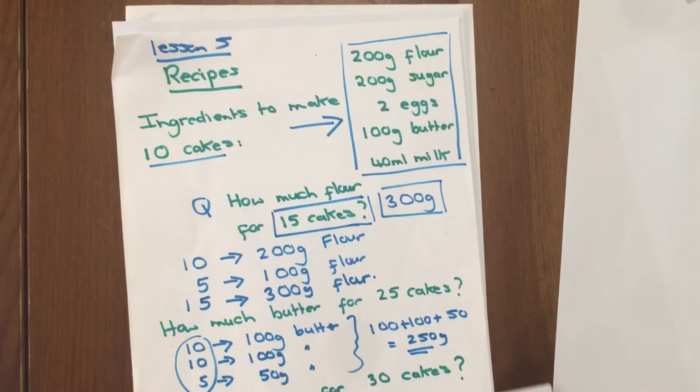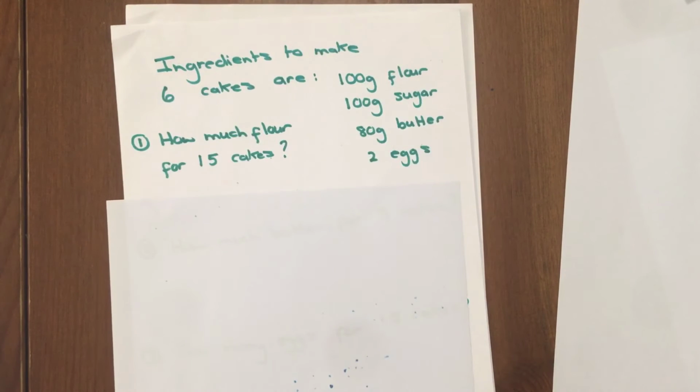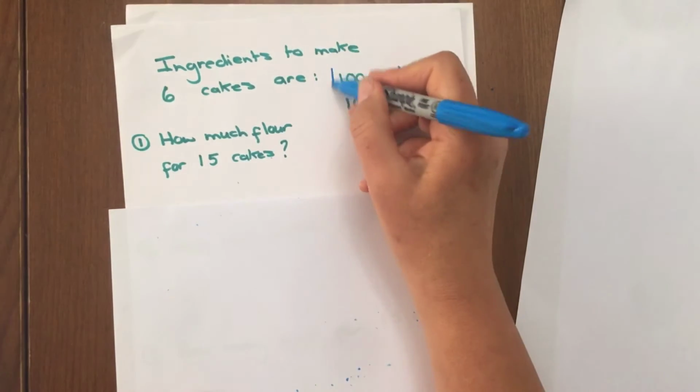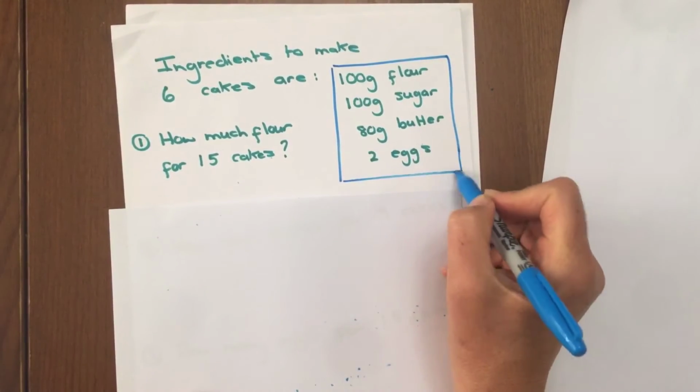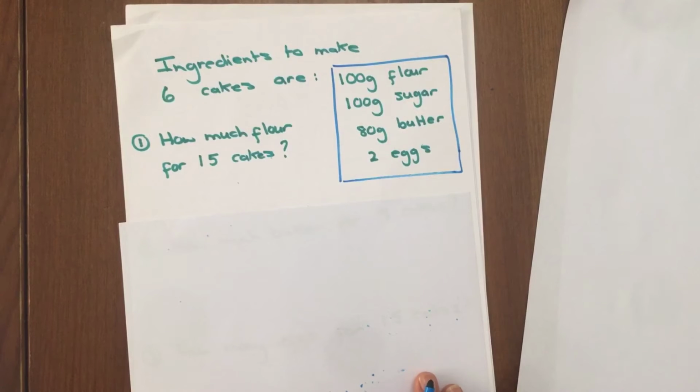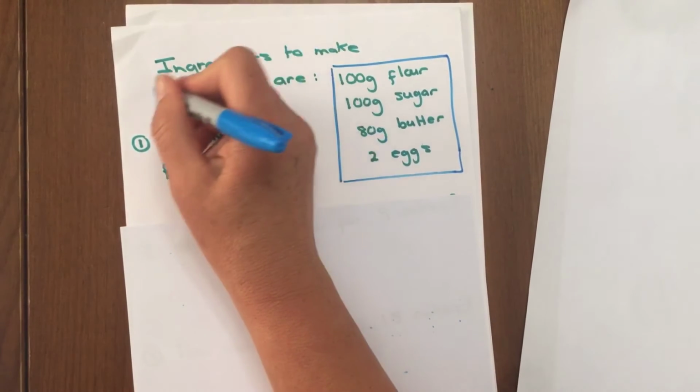Okay, let's look at now another recipe. This time this is my recipe for a different cake. Okay, and this is enough to make 6 little fairy cakes. And the question now says, how much would I need? And this is for 6 cakes.